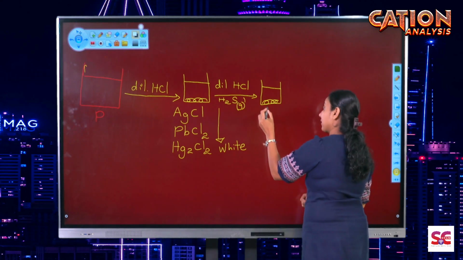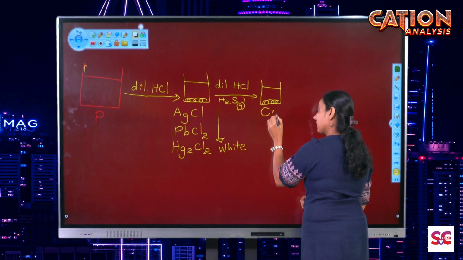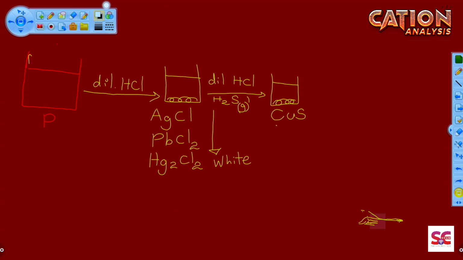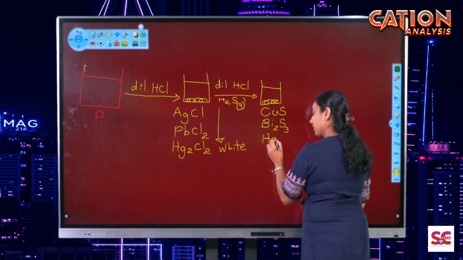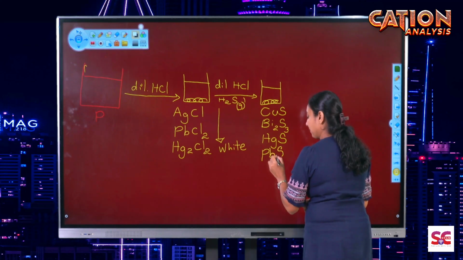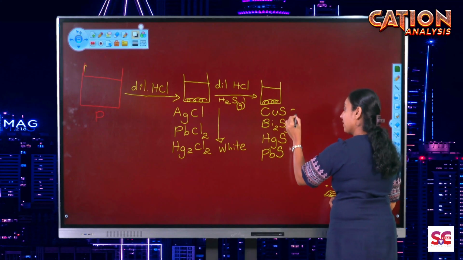Let's see. CuS, Bi2S3, HgS, and PbS. Those are black color precipitates.